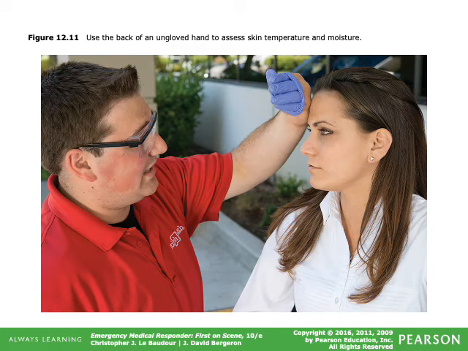Alright, so use the back of an ungloved hand to assess the skin temperature and moisture. If you look at him, he's got his glove peeled back, and he's just feeling her forehead. This is pretty unreliable. You can tell if their skin is hot sometimes, but it's very relative. The best way to assess somebody's temperature is with a thermometer, and you can definitely assess the moisture with the hand. The temperature is just kind of unreliable.